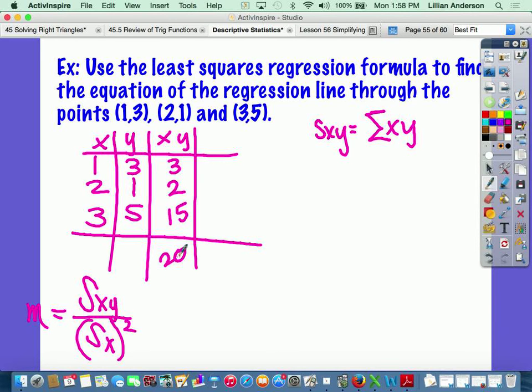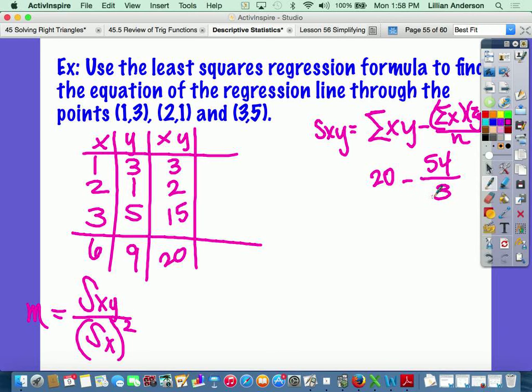The sum of all those is 20. Then we have to subtract the rest of the formula: the sum of x times the sum of y. The sum of x is 6 and the sum of y is 9, which multiplied together is 54. That's 54 over n. N is the number of points, and we have 3 points, so we're going to divide by 3.